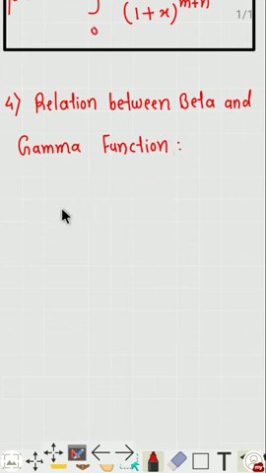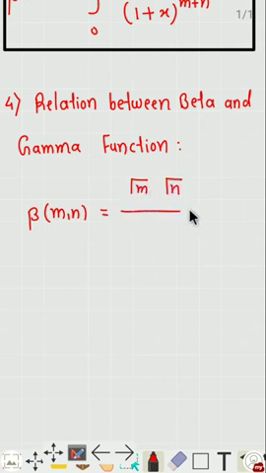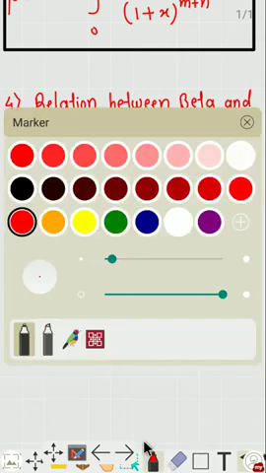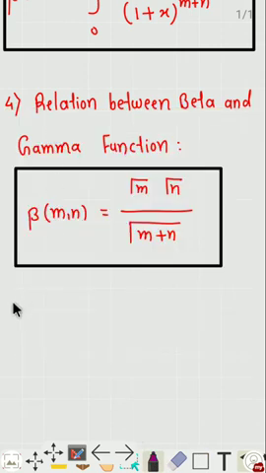So that relation is, we state first, beta m n is equal to gamma m into gamma n whole divided by gamma m plus n. So we keep in mind this relation while solving the examples. We will use this relation.